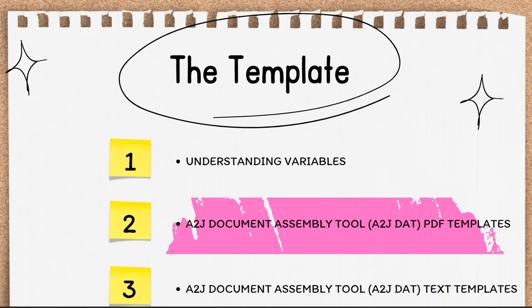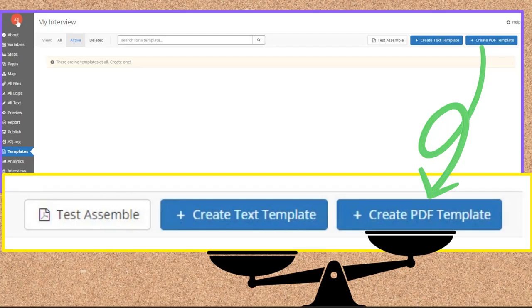This is video 2 of section 2. To continue the 2's theme, there are 2 ways to automate templates in the A2J Document Assembly Tool, or the A2J DAT. This video will cover automating an A2J PDF template.